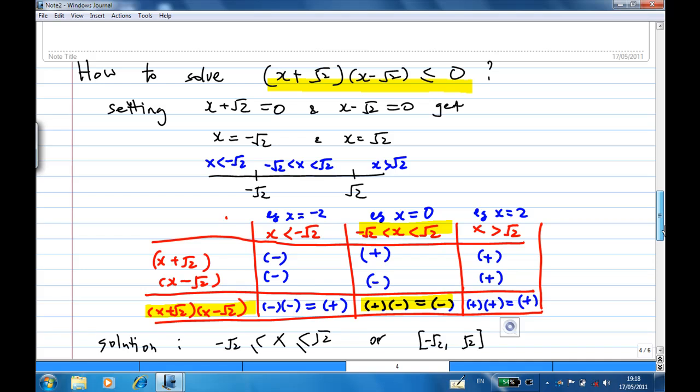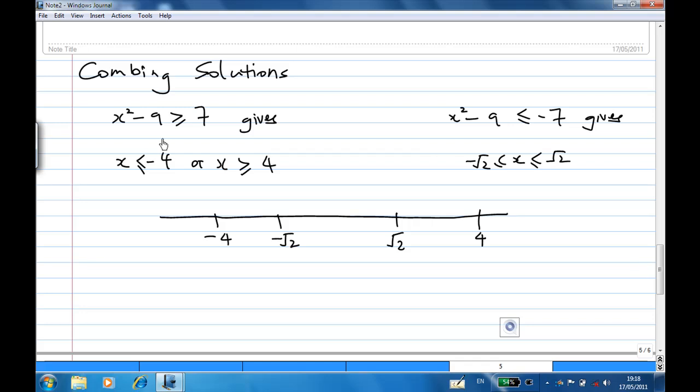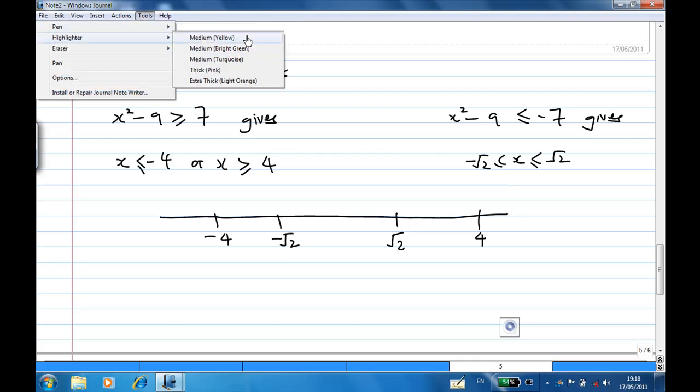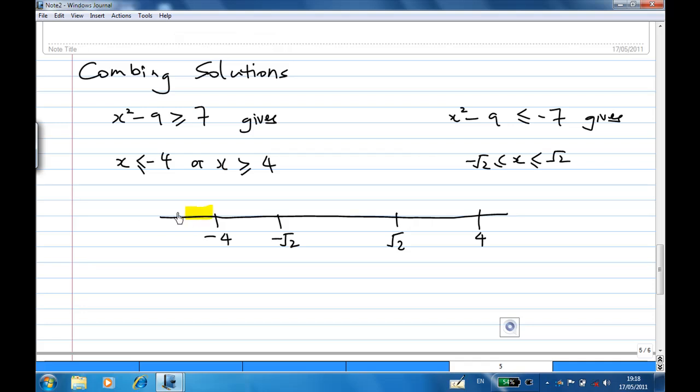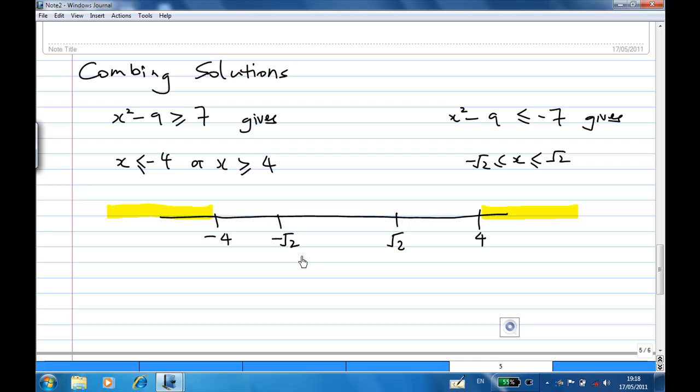Now we need to combine these two solutions because we are solving the inequality x squared minus 9 greater than or equal to 7 or x squared minus 9 less than or equal to minus 7. The first one gives you x less than or equal to minus 4 or x greater than or equal to 4. The second inequality gives you x between minus square root 2 and square root 2. Now if you draw the number line, you'll find that x less than minus 4 is here, x greater than 4 is here, and x between minus square root 2 and square root 2 is here.